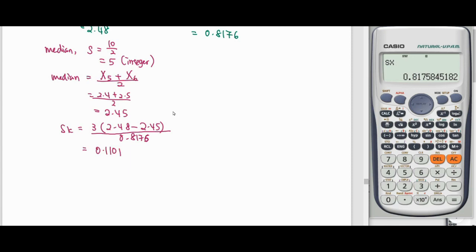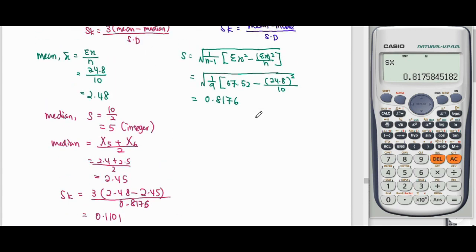So that means for this distribution, we can make the conclusion: this distribution is skewed to the right. Or if you don't want to write skewed to the right, we can say this is a positively skewed distribution. Then we continue. We want to see the difference with another formula.